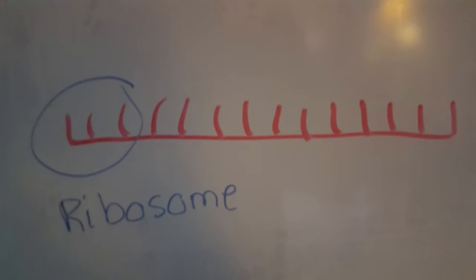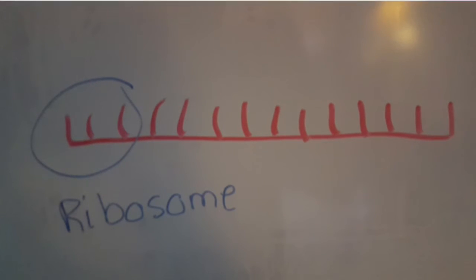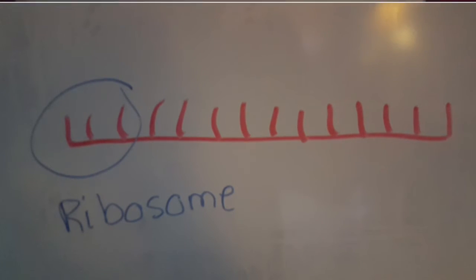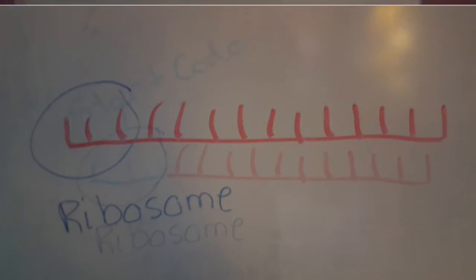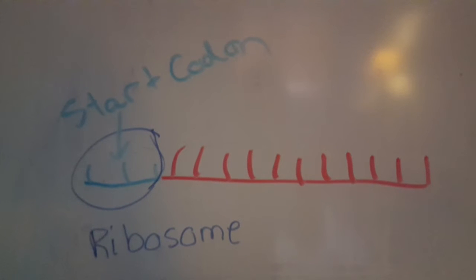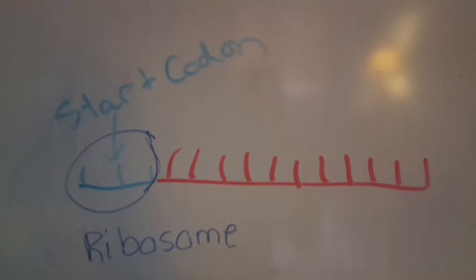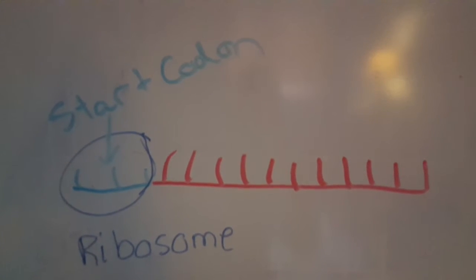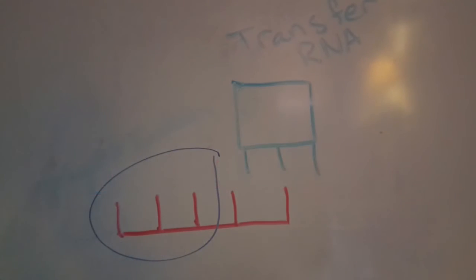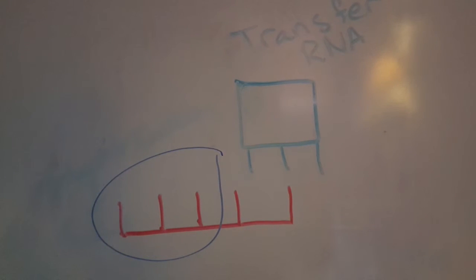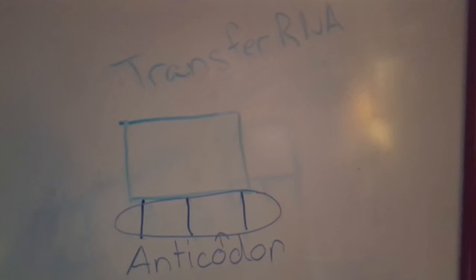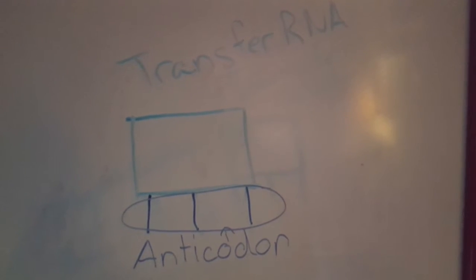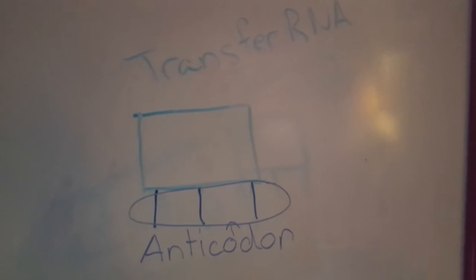To start translation, a ribosome binds to the messenger RNA. Like the RNA polymerase in transcription, the ribosome controls translation. The ribosome starts translating sequences of 3 bases. The start codon is the first codon to be translated. When the ribosome reads the codons, a transfer RNA carries anticodons to the ribosome. Anticodons are sequences of 3 bases that are complementary to the codons of the RNA.